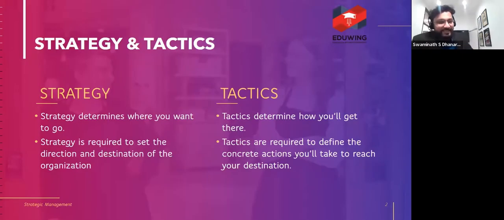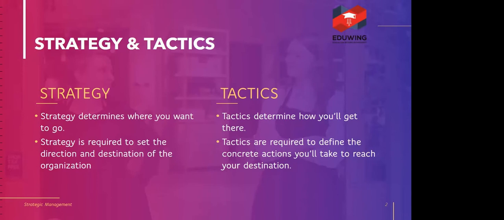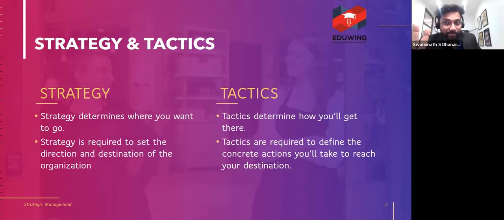Okay, we'll come back to our strategy and tactics once again. Strategy determines where you want to go, ultimately. That's a strategy. Tactics is how you'll get there. The mode of transport, like via aeroplane, that's a tactic. We need to have a valid passport and a valid visa. So this is an example. If you want to plan a journey, the ultimate destination is your strategy. I need to go to Canada. I need to go to UK.